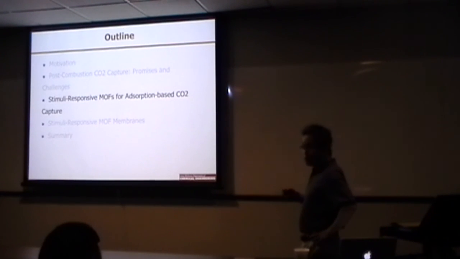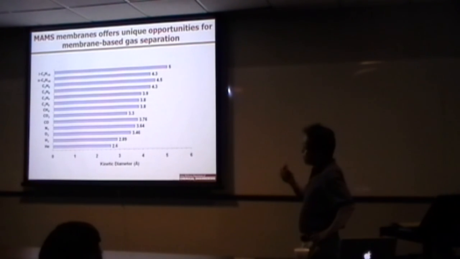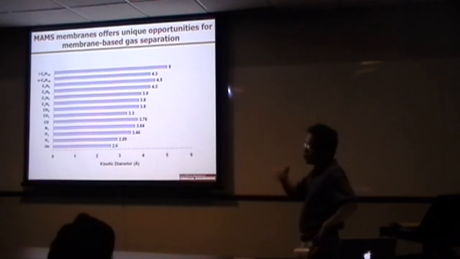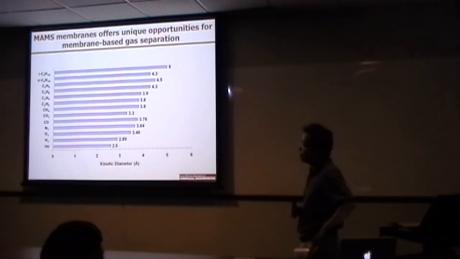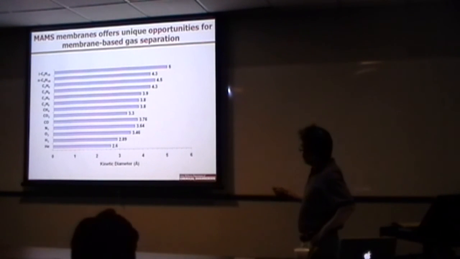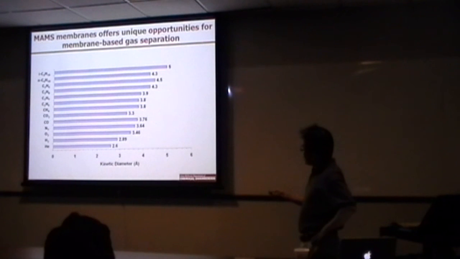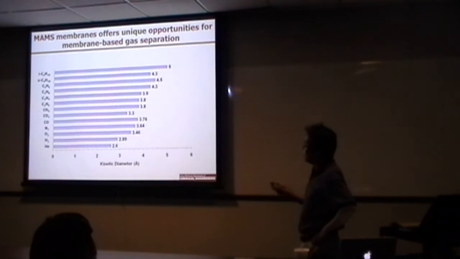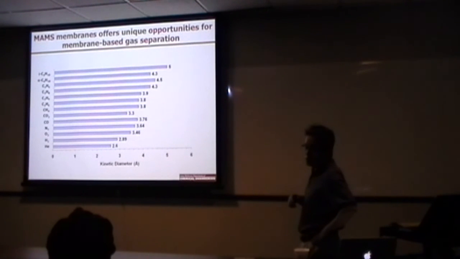Now let me move on to talk a little bit about the membranes. So if you have MOF membranes, in general, let's say stimuli responsive membranes, why are these membranes special? First of all, here I have gas molecules as a function of size. Imagine the gas molecule as a soccer ball or golf ball, whatever. That means helium is a golf ball, and isobutane is like a baseball. In between you have these different gas molecules.